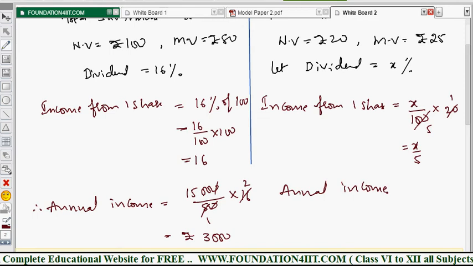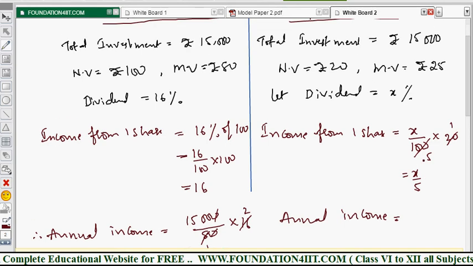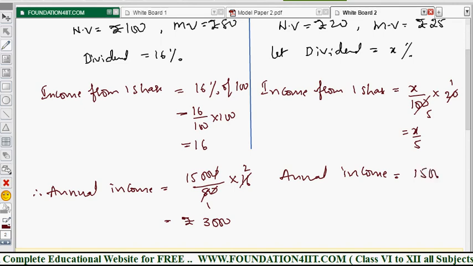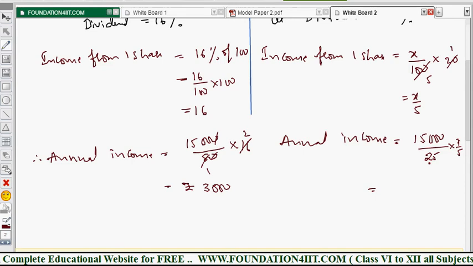Annual income is equals to that one share profit into number of shares. Number of shares we will get here is 15,000 by market value 25. 15,000 is total investment by 25 is market value. This number of shares into X by 5. That's it. So we can simplify this: 25 ones are 25, 25 600s are 15,000. So 600 into X by 5. So 120X. Okay, 5 ones are 5, 5 120s are 600. So 120X is the annual income of this Geeta share.